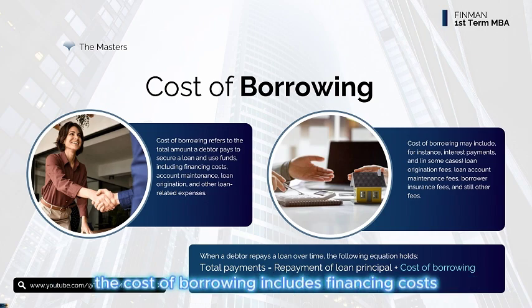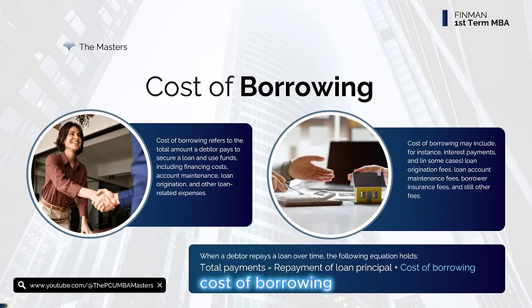Specifically, the cost of borrowing includes financing costs, like interest payments, and other loan-related expenses, such as loan origination fees, loan account maintenance fees, and borrower insurance fees. When a debtor repays a loan over time, the relationship is defined by this equation. Total payments equals repayment of loan principal plus cost of borrowing.